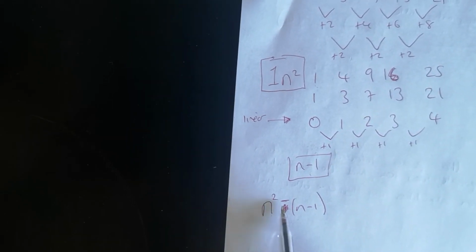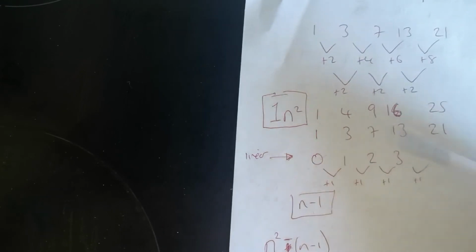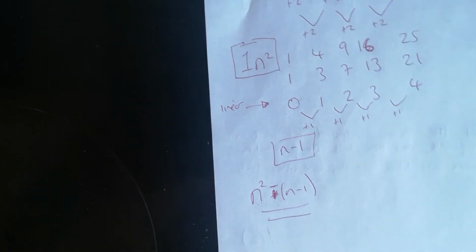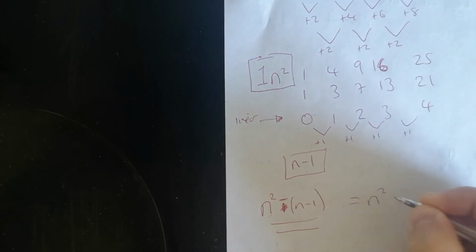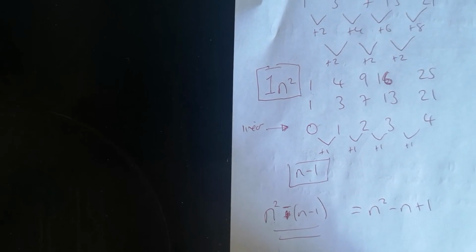1 squared, 1 take away 0 works. 2 squared for our second number in our sequence. 2 squared is 4. 4 take away 1 would equal 3. 3 squared is 9. 9 take away 2 is 7. That's our answer. Or you might see it written slightly differently without the brackets, so it might be the same thing, n squared minus n plus 1. All right, so that's your answer.